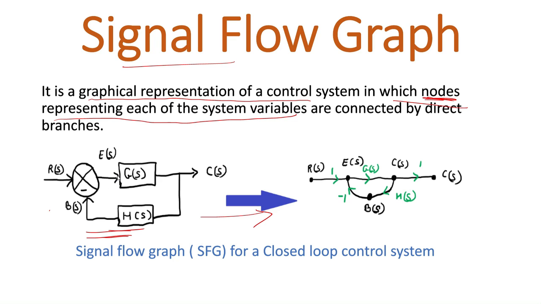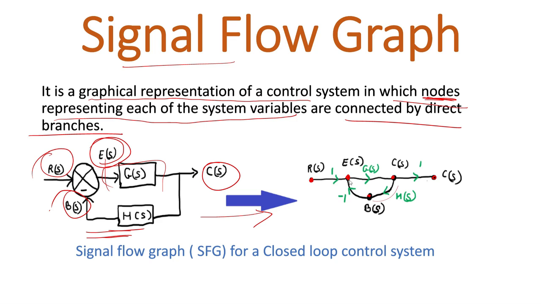So what are the system variables here? It's E(s), R(s), B(s), C(s). These are the system variables. So we will denote a particular node here for each of the system elements. So these are your system elements, and then they are connected by directed branches. So these are your directed branches, as you can see, each having a particular value. For example, for this path you have this value G(s), and for this path you have the value 1, and similarly you can draw this.